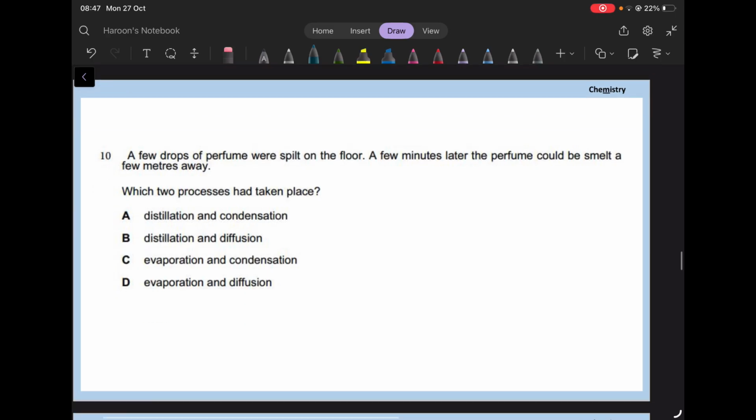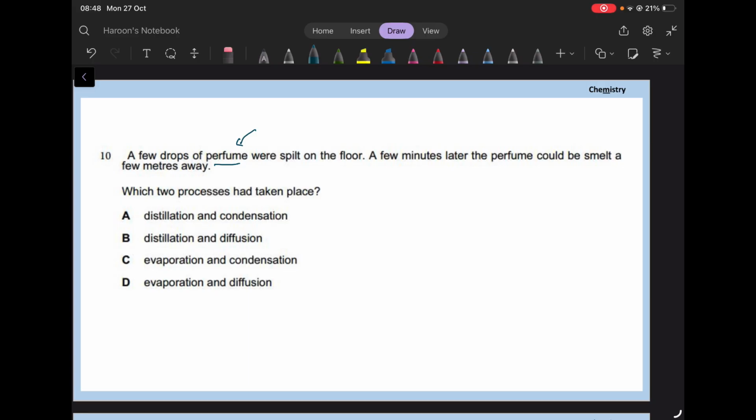D. Next, a few drops of perfume were spilled on the floor. A few minutes later, the perfume could be smelled a few meters away. Which two processes had taken place? So, because this is perfume, it spreads out throughout the room due to it being gaseous instead. Now, liquids don't spread around very easily. They remain in their position. For liquids, the movement is actually only sliding over one another and remaining in the confined space of the liquid, right? But gases can move around in all directions. So the perfume smell actually spreads due to it being converted into a gaseous state.